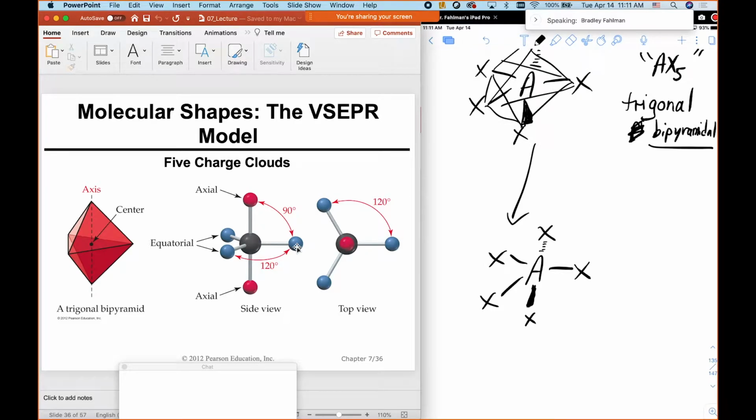Now what I'm going to do is replace this one on the right with a lone pair. Okay, so that's the first one that will be removed. Okay, so it's like that. So this is your AX4L. Okay, and this shape, it's kind of funny that it really doesn't have a scientific term.